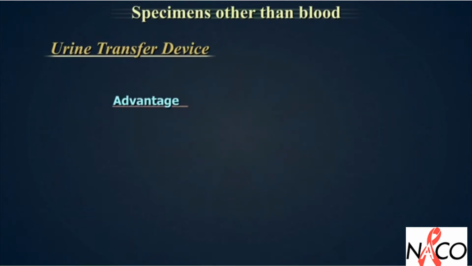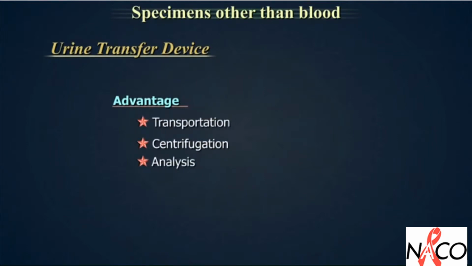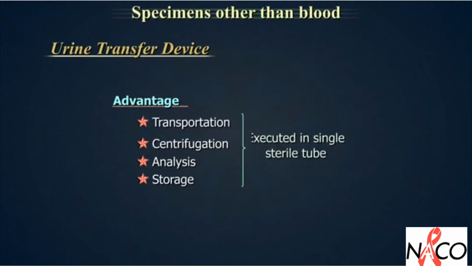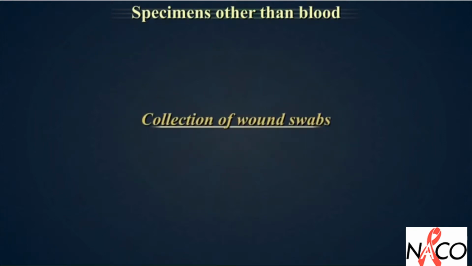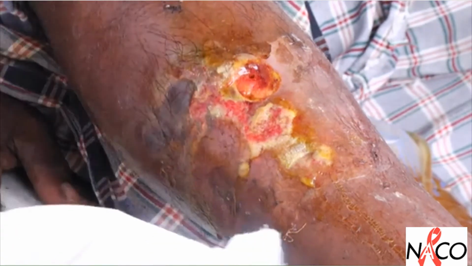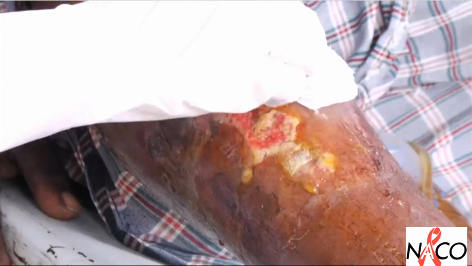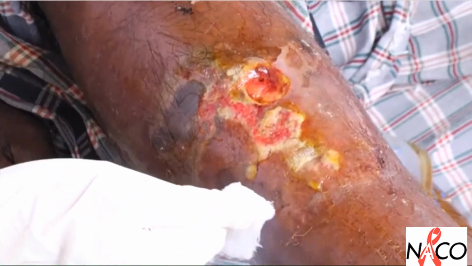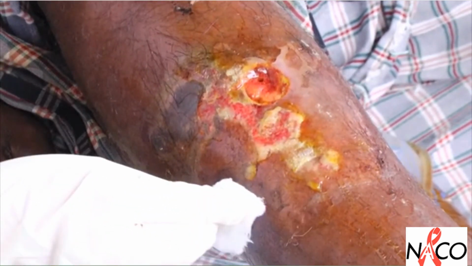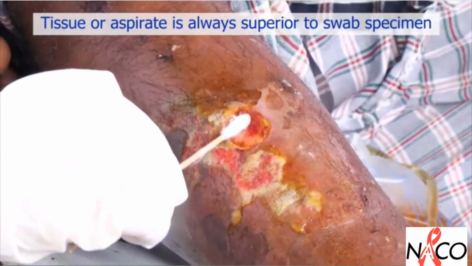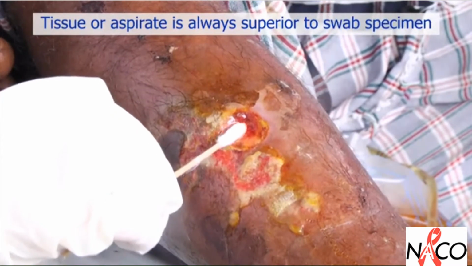The advantage of this tube is that transportation, centrifugation, analysis, and storage can all be executed in a single sterile tube. Collection of wound swabs. Gently clean skin around the wound prior to sample collection to reduce commensal flora contamination. Remove surface exudate by wiping with sterile saline or 70% alcohol. Tissue or aspirate is always superior to a swab specimen.